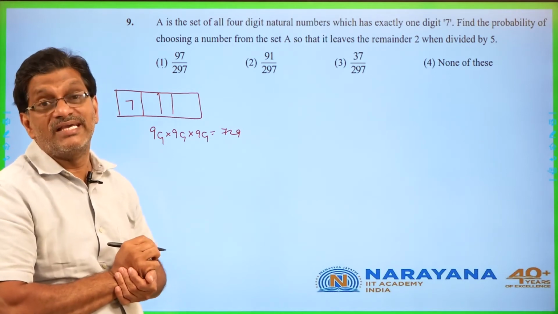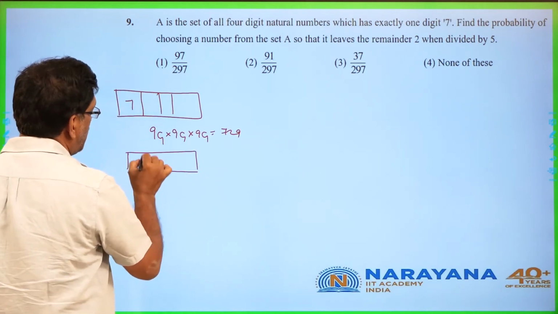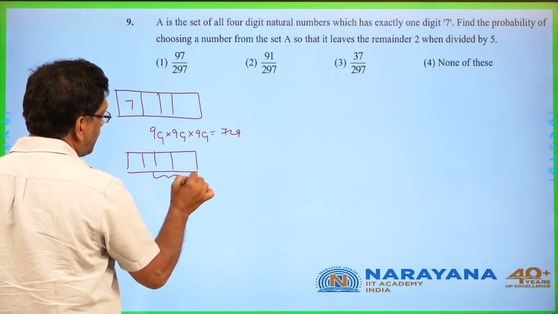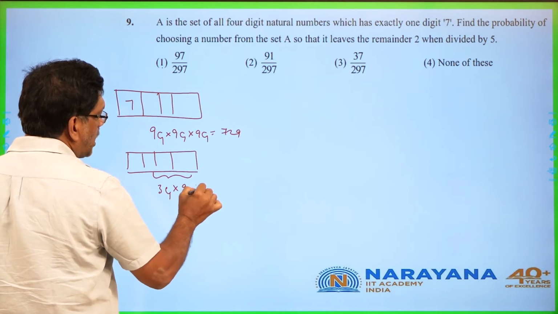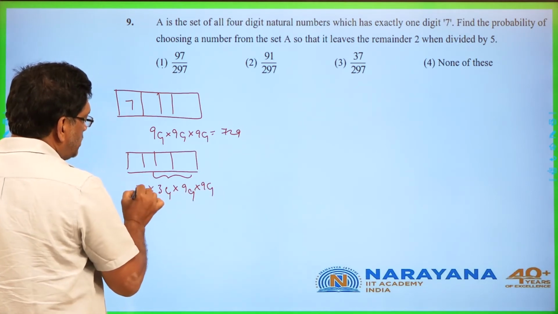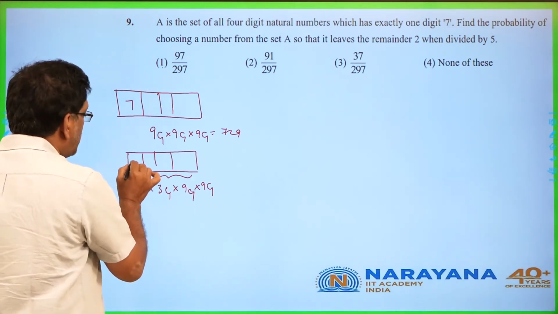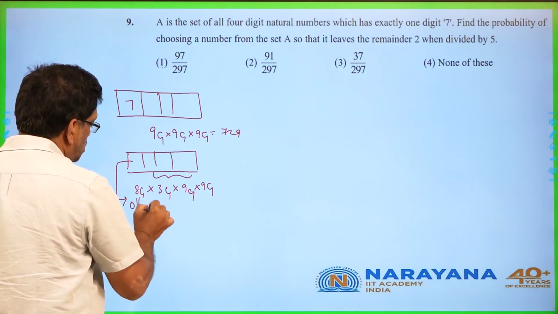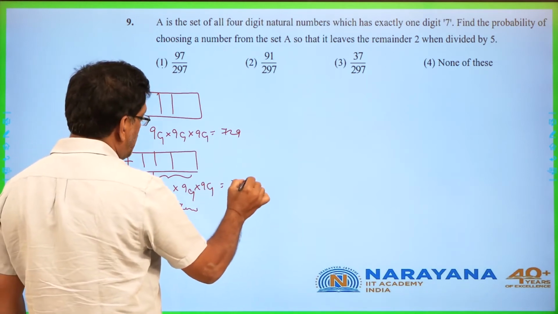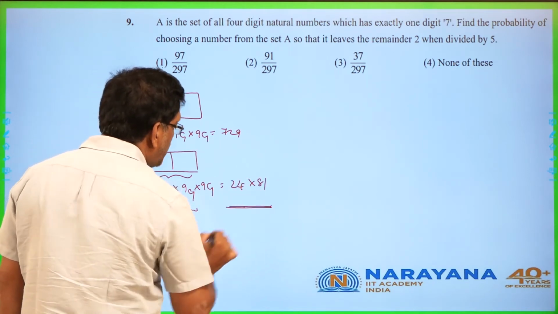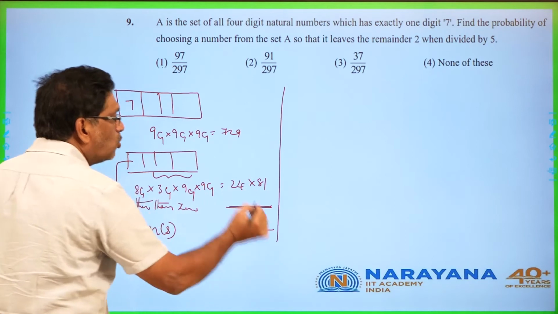Wherein 7 is exactly in the first place. Or 7 can be in any one of the remaining 3 places. Select, and select 2 more numbers in 9C1, 9C1. In this place 8C1, because in this place other than 0. So when you write, it is 24 into 81. This will give you your n of S. So add this number. Now come to this one.